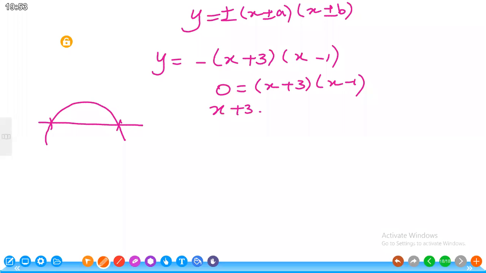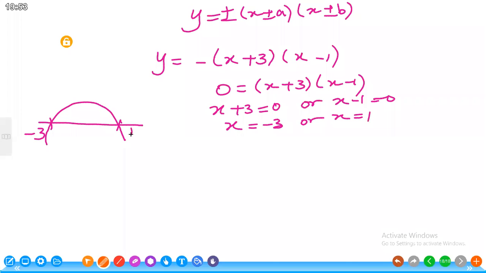So x plus 3 equals 0 or x minus 1 equals 0. So x is equal to negative 3 or x is equal to 1. So I found the points where the graph intersects the x-axis. What are the points? Negative 3 and positive 1. Then I found the equation of axis of symmetry and the maximum or minimum value.